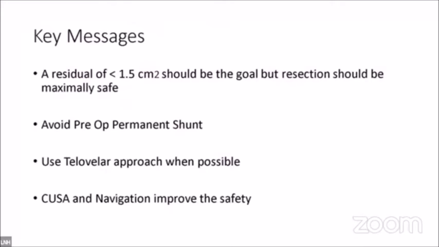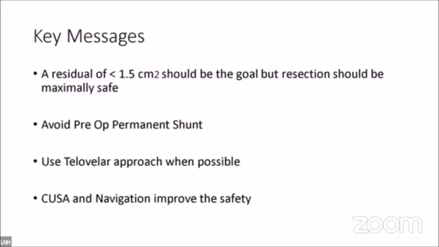Avoid pre-op permanent shunt if possible. Use the telovelar approach whenever possible, and use all the technologies that are possible. I always believe these technologies give you help and boost your confidence. QSA, navigation, motor evoked potential, EMGs, everything, because if you are doing a telovelar approach, you want to know the 11th or 12th cranial nerve.